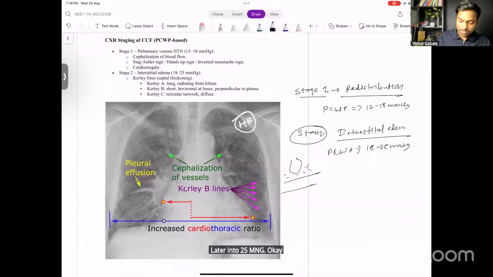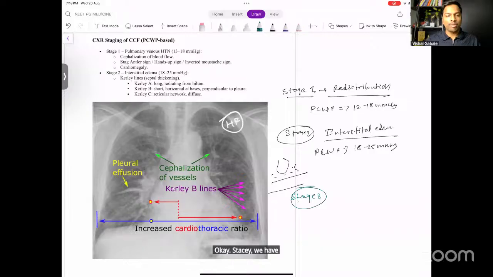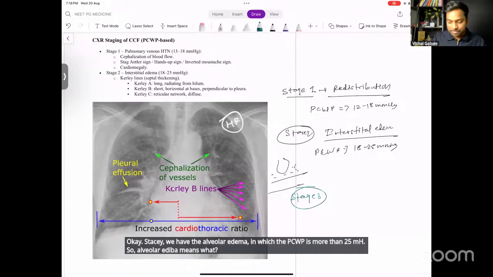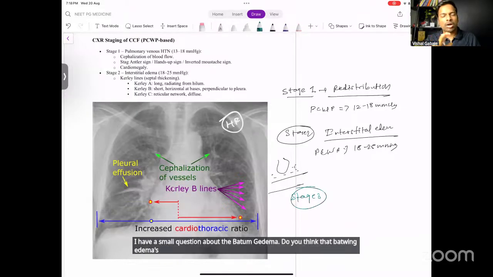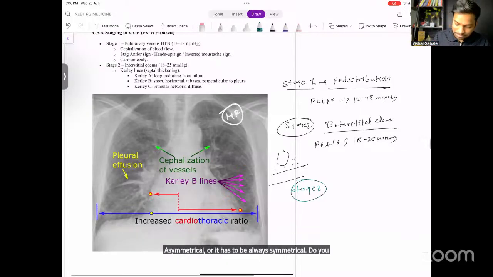Okay, then we have stage three. Stage three has the alveolar edema, in which the PCWP is more than 25 mmHg. So alveolar edema means what? Your typical batwing edema. I have a small question about the batwing edema. Do you think that batwing edema can be unilateral, I mean asymmetrical, or does it have to be always symmetrical? Do you know this part?